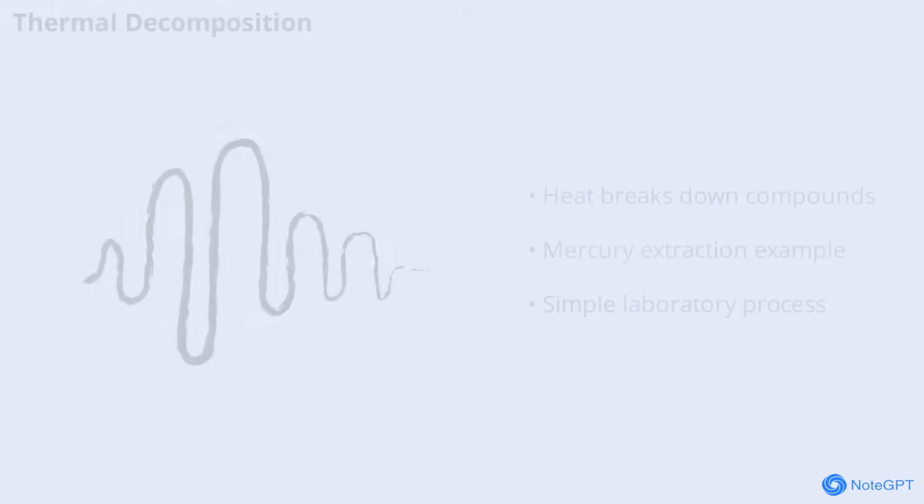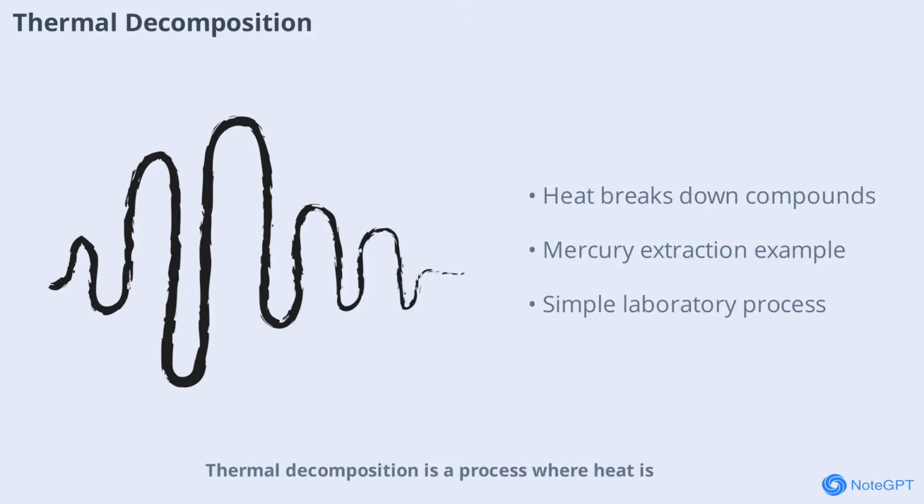Thermal decomposition is a process where heat is used to break down compounds into simpler substances. For example, mercury(II) oxide decomposes on heating to give mercury and oxygen. This method is suitable for extracting metals that decompose easily when heated. It's a straightforward process, often used in laboratory settings to demonstrate the principles of metallurgy.